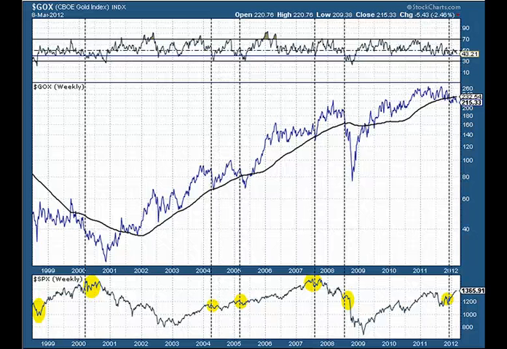So the last three charts we're going to look at here are of precious metals, the precious metals group, which includes gold, copper, and silver.